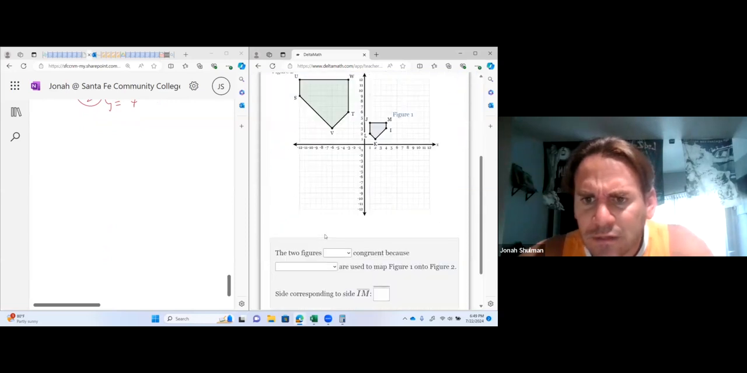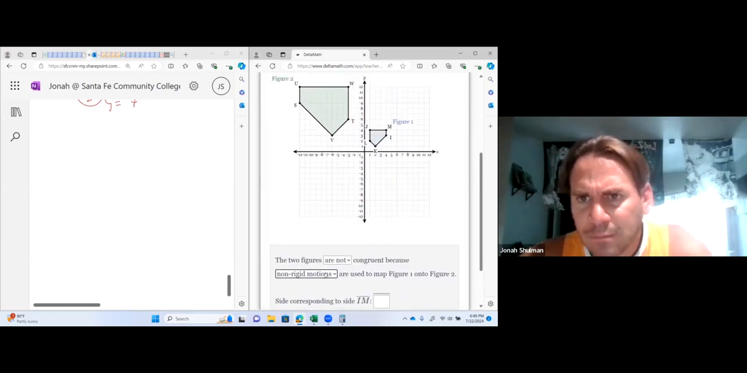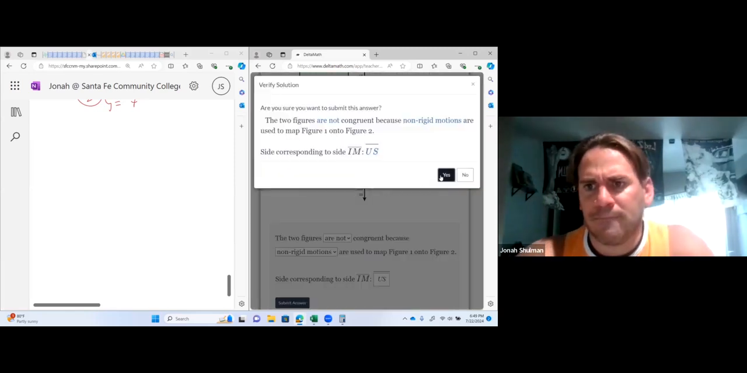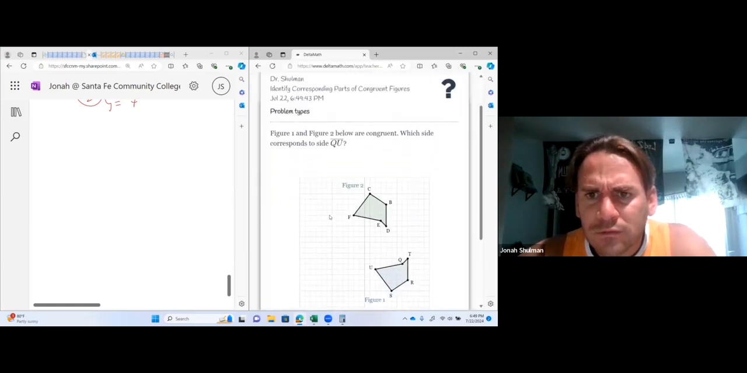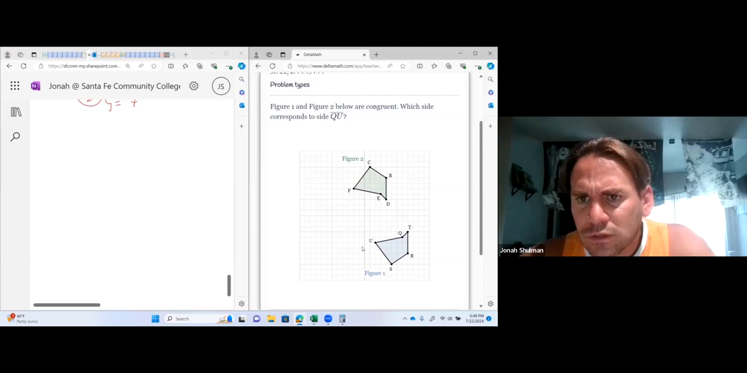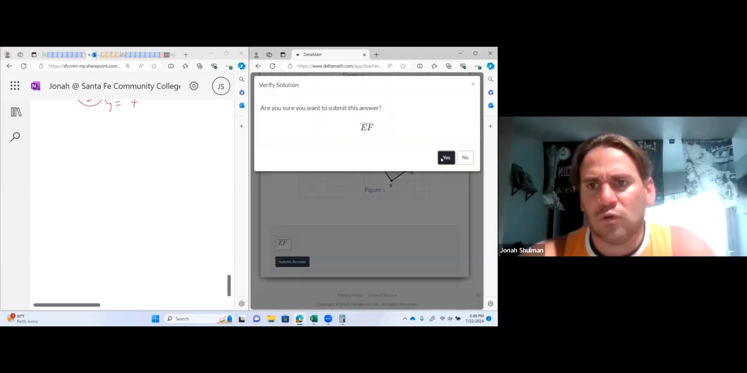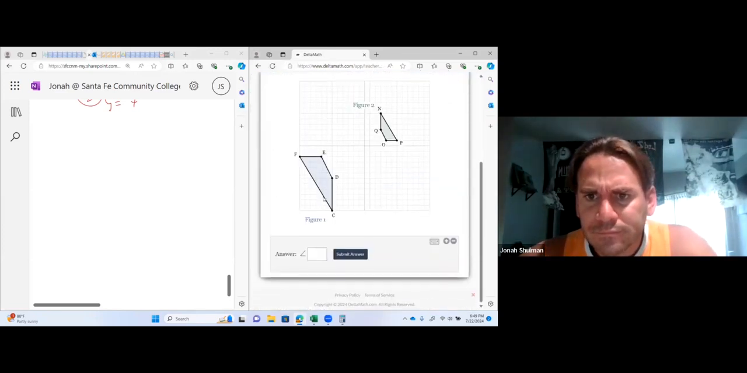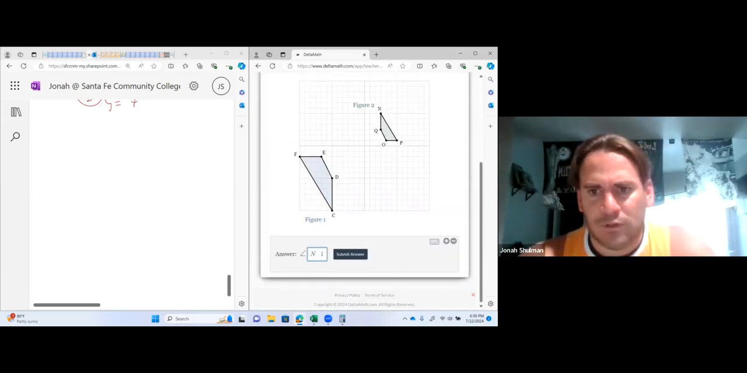All right, we did this one already, the congruence of corresponding parts. The two things are not congruent because non-rigid transformations. IM matches to us. Cool. So QU matches to EF. Cool. Angle C, where you at? C matches to N. Cool.